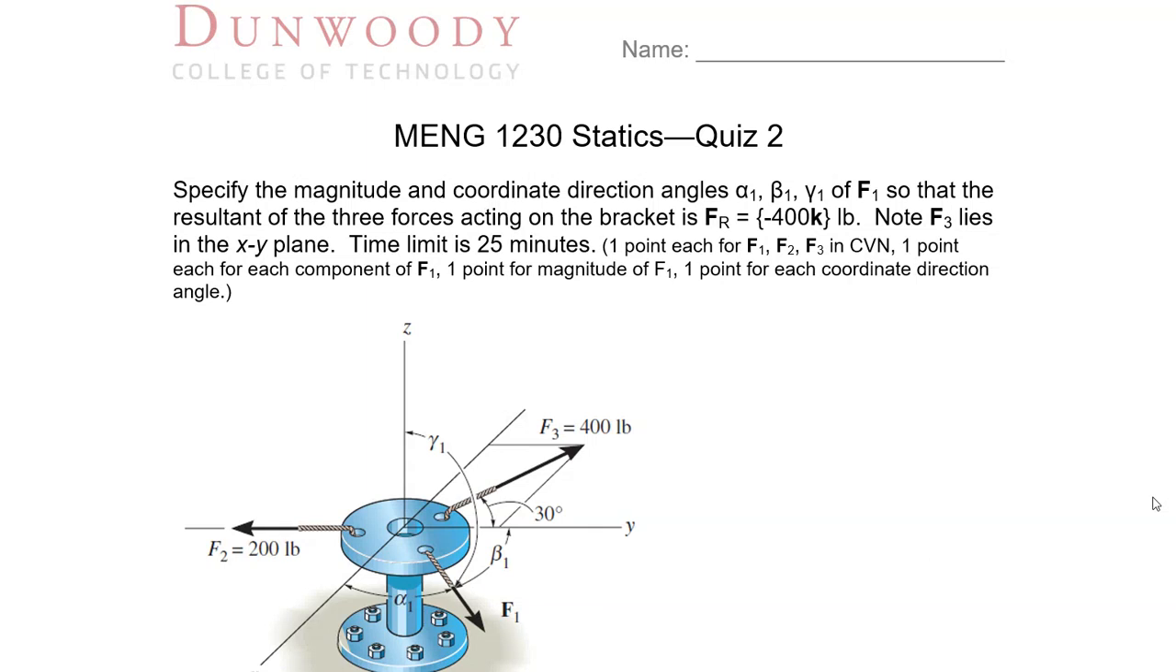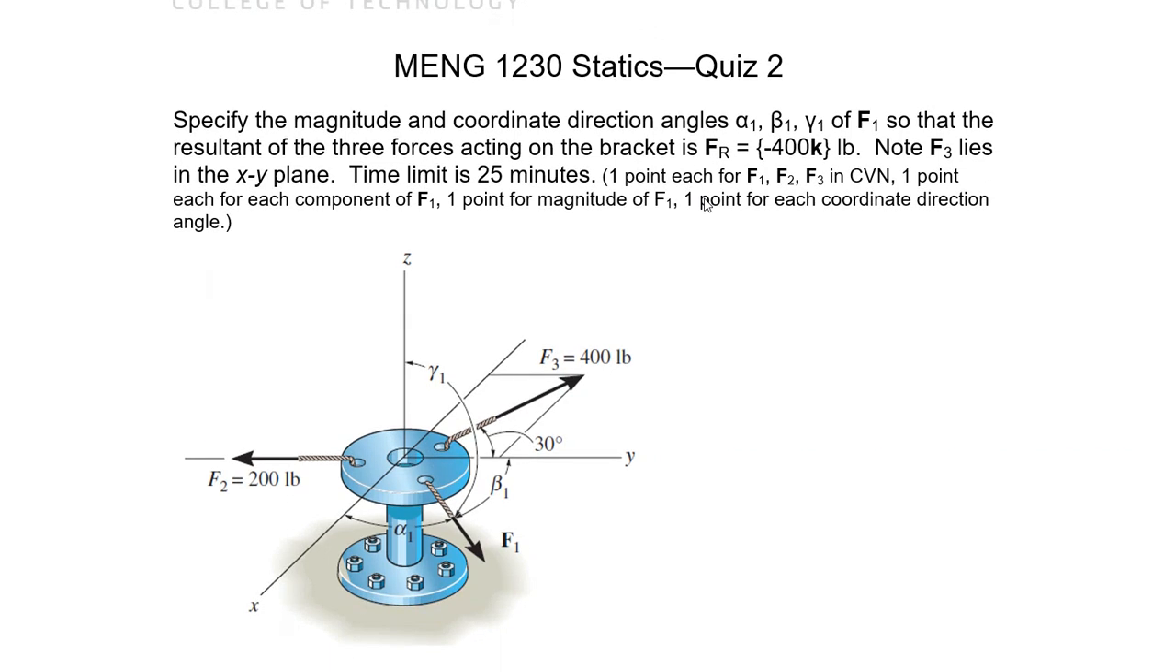Okay, we'll work through the solution to statics quiz 2. So we're given an assembly here. A flange is mounted to a surface, and at the center of the flange we have our coordinate system. So we have this in the x, y, and z directions.